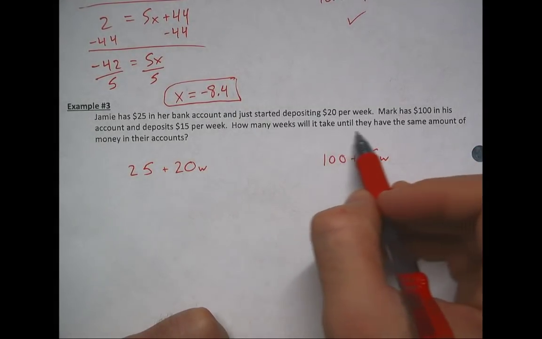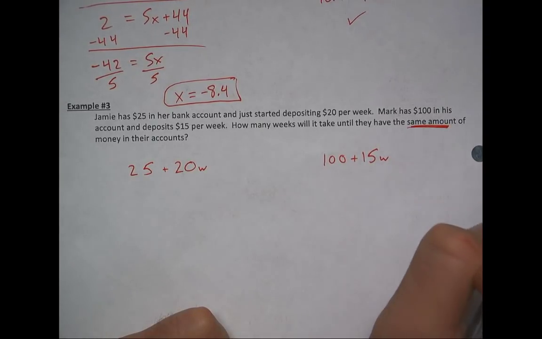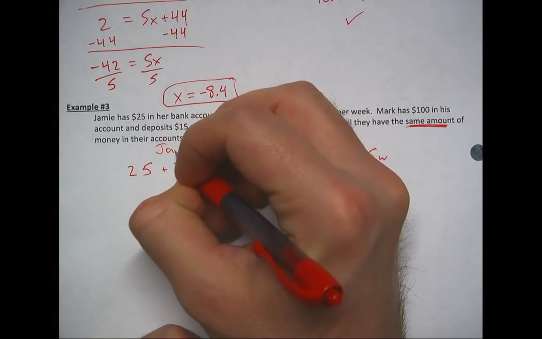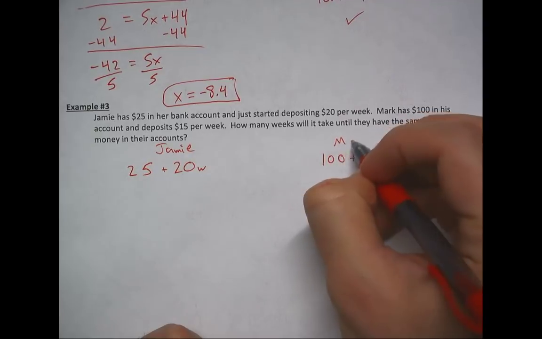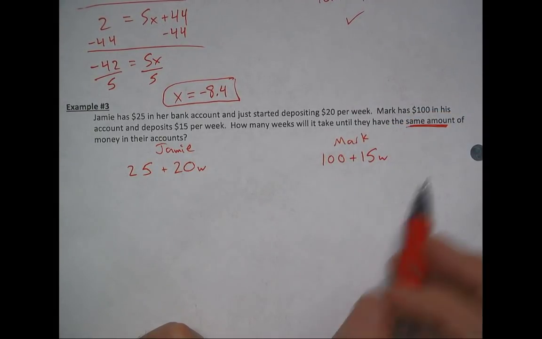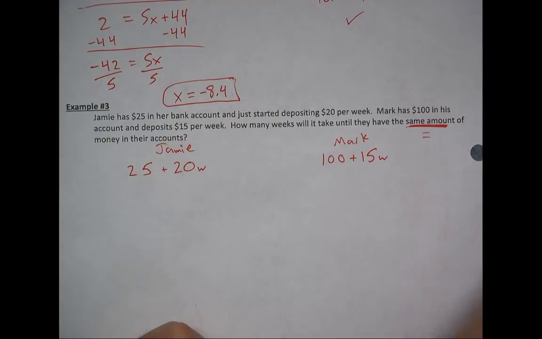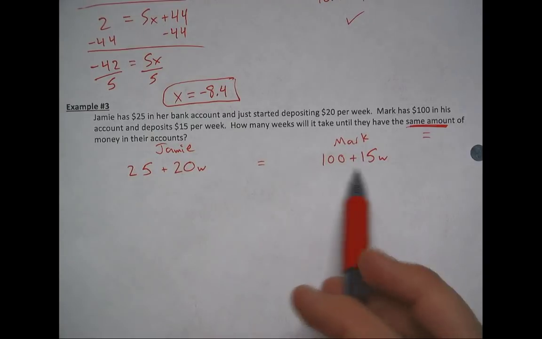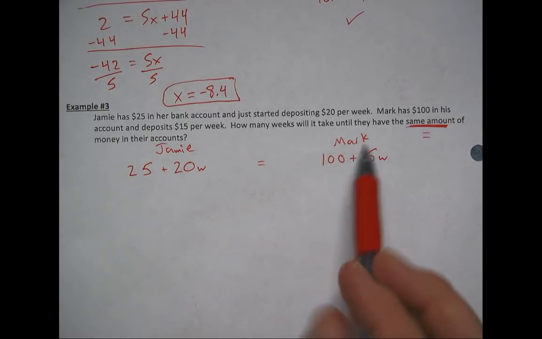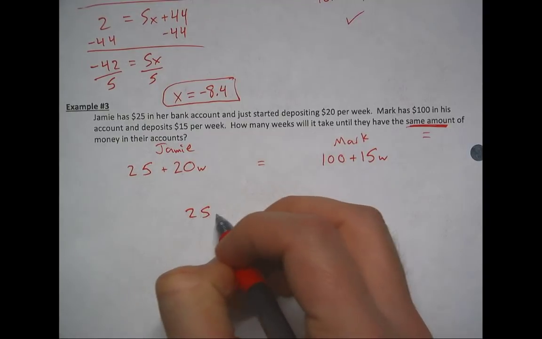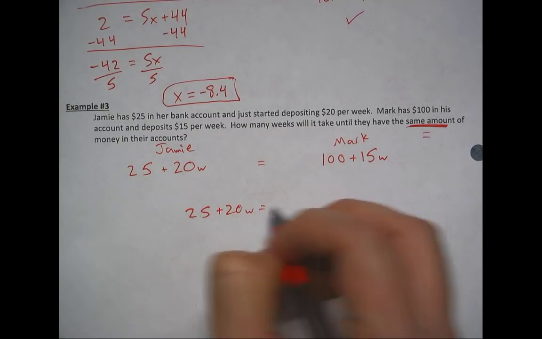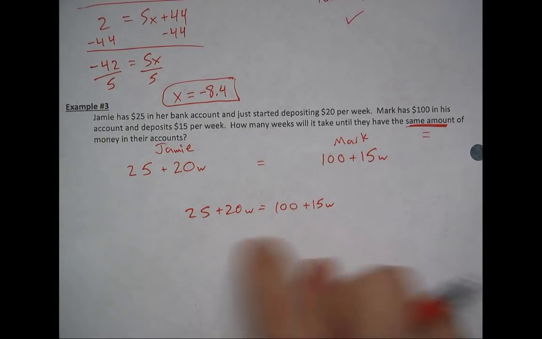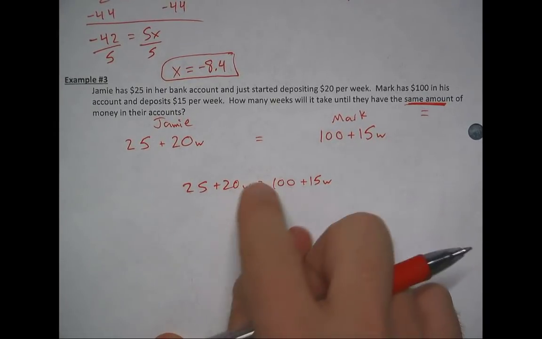So it says, how many weeks will it take until they have the same amount of money in their accounts? So this one's going to tell me how much money Jamie's got in her account, and this is going to tell me how much Mark has in his account. I want to know when they have the same. Same means equal. When are they going to have an equal amount? So I'm going to take both expressions, and I want to know when is her account the same as his account. When are they equal? I'm going to rewrite this real quick just so it's all close together. So if I want to know when they have the same amount of money, I'm just going to set them up as equals and solve it.